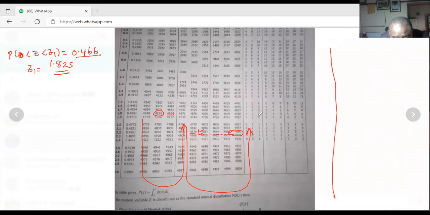When I look for 4, it is under, what is this column? 1, 1, 2, 3, 4, 5. So we should have read 1.825. Correct. Have you seen how the other table simplifies this aspect? If by luck, the value you're looking for is there. Not all of them are there. Are we good?